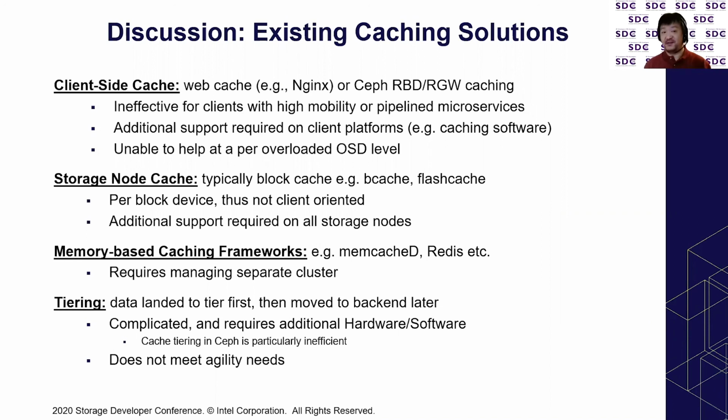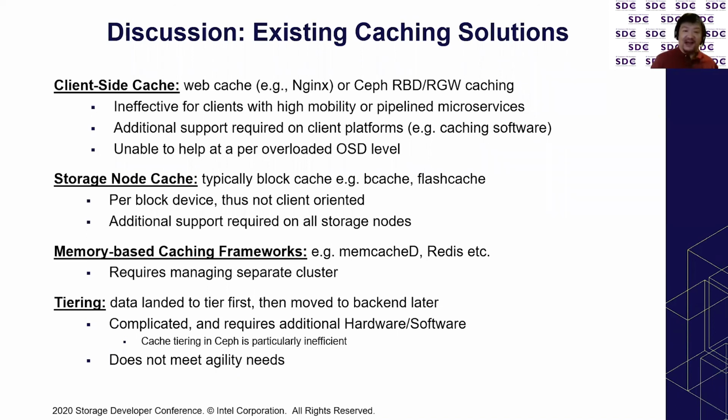That's another aspect. On the other hand, you have storage node caches, which are typically block-level caches like bcache or flashcache. They are per block device, so they are not exactly designed in a client-oriented manner. You also have to deploy the cache device on all storage nodes, otherwise you have unbalanced behavior. Memory-based caching frameworks like Memcached or Redis are a separate mechanism that requires a separate management piece, as well as investment in software and hardware infrastructure.